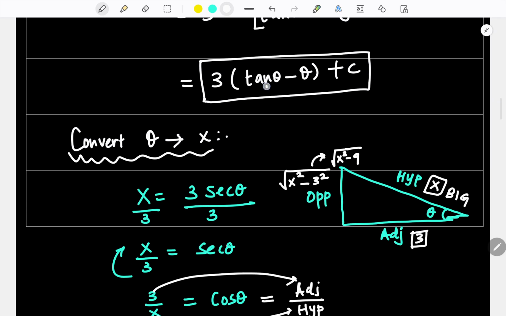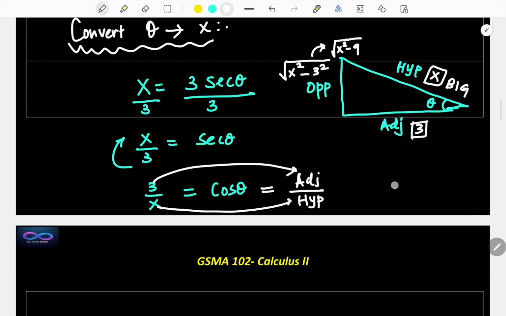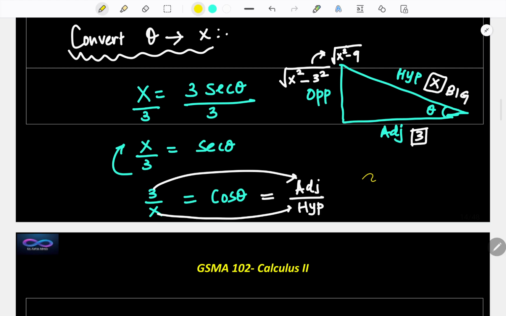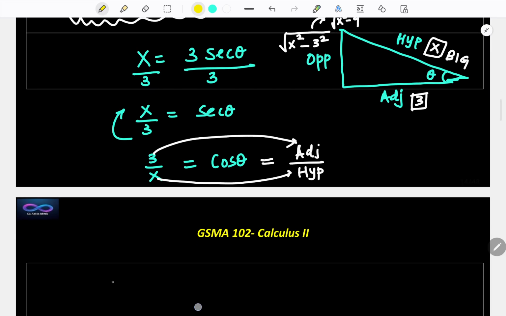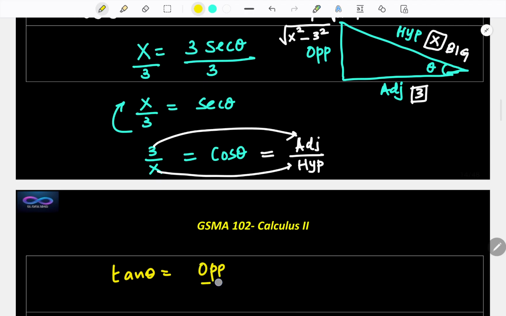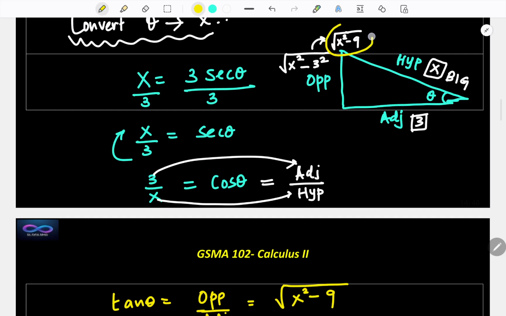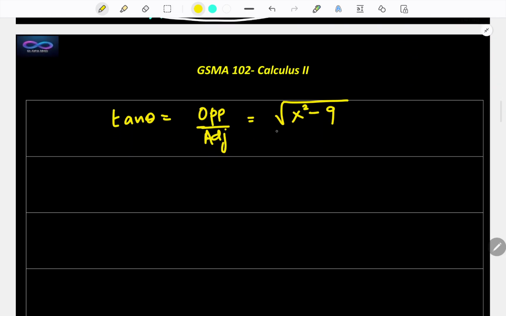Okay, so all these things are ready. But what you want is tan theta and theta. Let me see the formula for tan theta. Tan theta is equal to opposite divided by adjacent side. So what is your opposite side? Square root of x square minus 9. This is your opposite side here. And your adjacent side is 3, so it is divided by 3. So tan theta is ready.